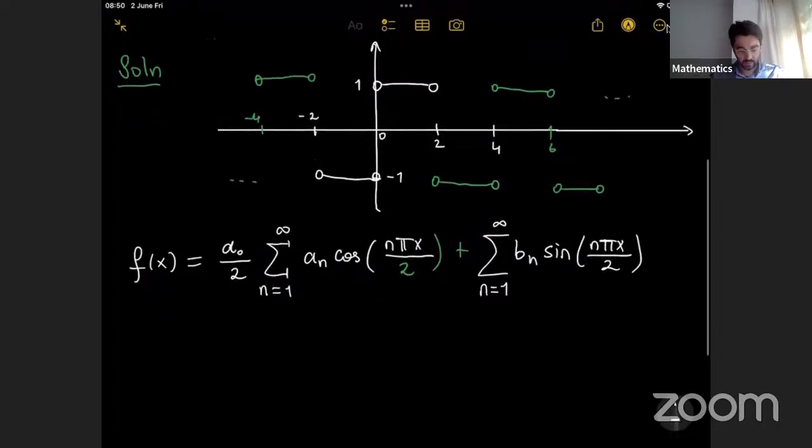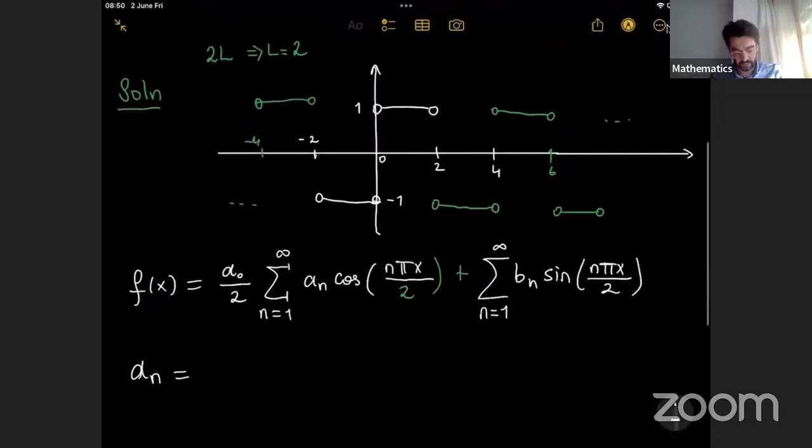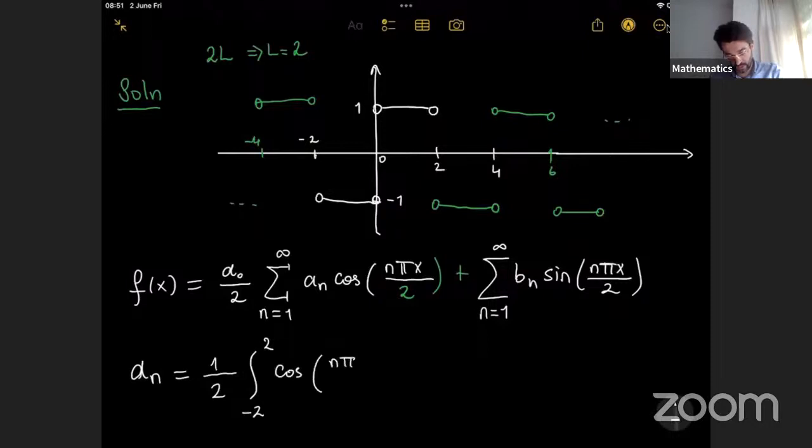Well, what is an? An is, remember, given by the formula 1 over L, which is 2, the integral from -L to L, so -2 to 2, of cosine n pi x over 2 times f of x, right? All right, so this is an.